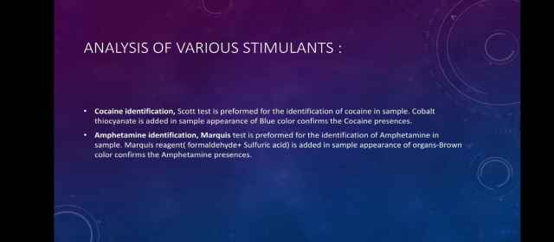For the identification of amphetamines, we perform a Marquis test, in which the Marquis reagent is used. Marquis reagent is basically nothing but formaldehyde plus sulfuric acid. This reagent is added to a small amount of sample, and the appearance of an orange to brown color will confirm the presence of amphetamines. In pharmaceutical analysis, wet analysis is basically used to identify our target compound. Here we are focused on identifying cocaine, so we used a particular test, a particular reagent, for the identification of our target analyte.